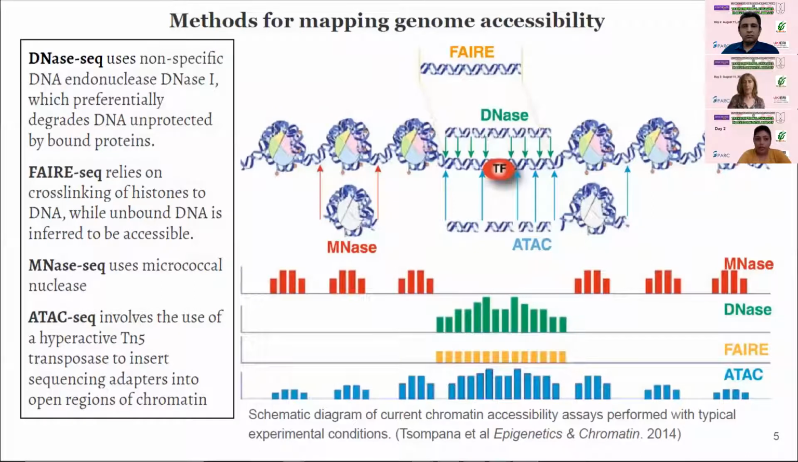So the second one is FAIRE-seq. So what it does is it recognizes if the DNA is bound to the histones or if the DNA is not bound to the histones. It does not necessarily target the open DNA, but it just differentiates between histone and non-histone occupied regions of the genome. And the third one is MNase-seq. It uses micrococcal nuclease, and like the previous technique of CUT&RUN, it had a protein of interest fused with MNase.